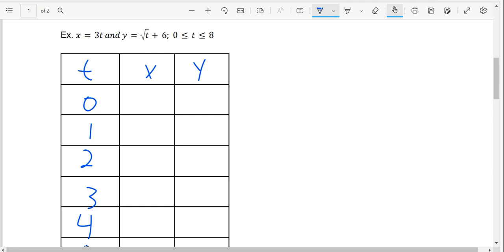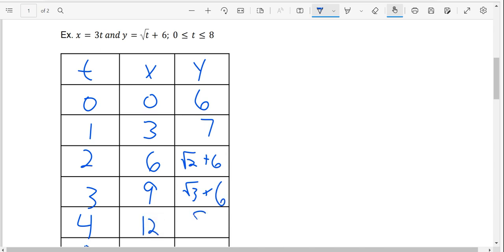And here are your parametric equations. We got x equals 3t and y equals square root of t plus 6. So when I put 0 in, x goes to 0 and y goes to 6. You're just plugging them in. Put 1 in for t, you're going to get 3 for x, and you're going to get 7 for y. When you put 2 in, you're going to get 6 and root 2 plus 6. 3, you're going to get 9 and root 3 plus 6. 4, you're going to get 12 and 8.